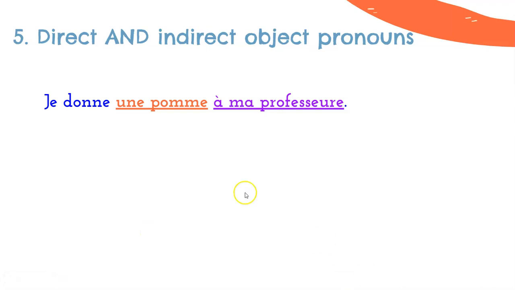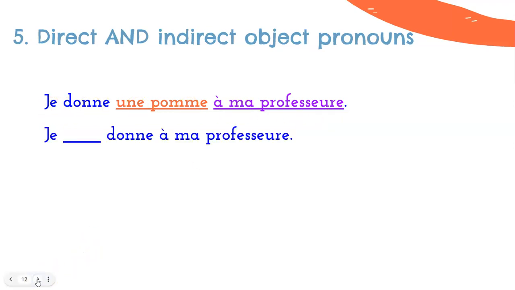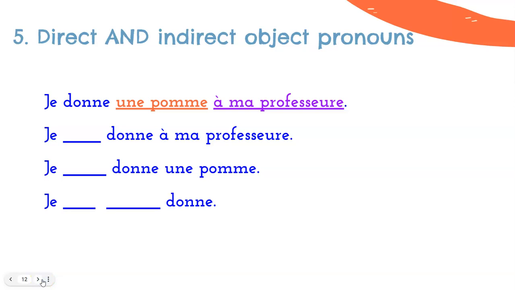So looking at one of those examples that has multiple in the same sentence, let's take a look at this one. Je donne une pomme à ma professeure. We have a few ways that we could rewrite that. We have one way where we are replacing une pomme, one way where we are replacing à ma professeure, and another where we are replacing both. So we could shorten this sentence by saying je la donne à ma professeure, I it give to my teacher. We could say je lui donne une pomme, I her give an apple. Or we can do both, je la lui donne.